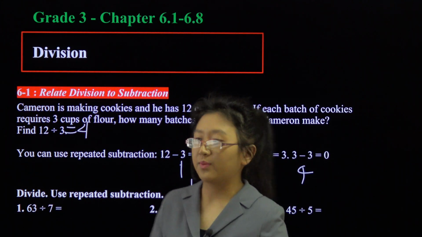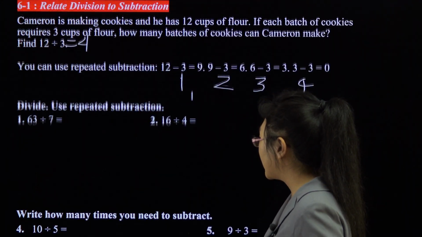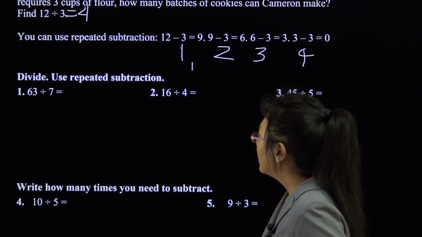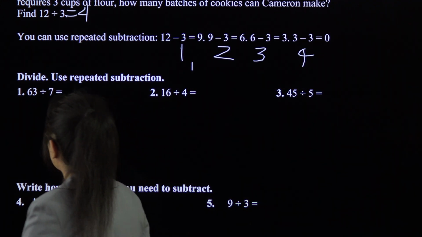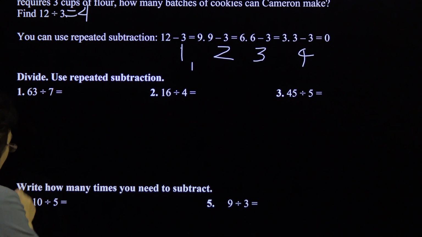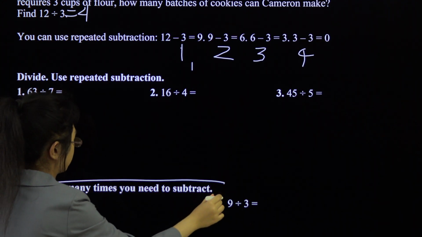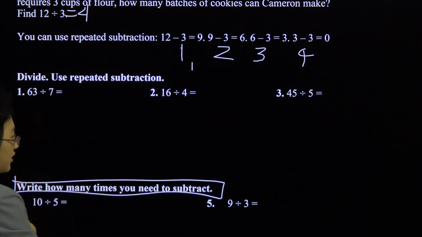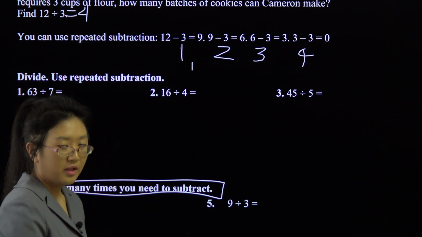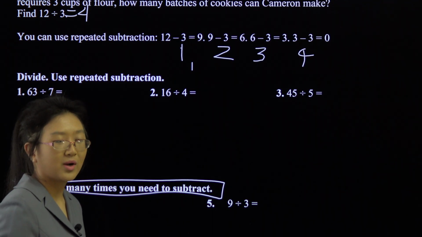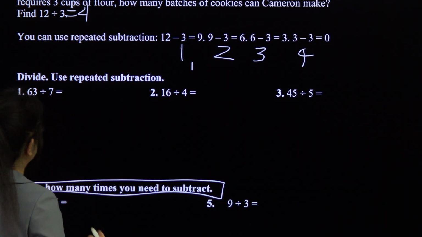Now let's do some practice problems. Divide. Use repeated subtraction. So here, and remember, write how many times you need to subtract. That's the quotient. The quotient is basically what comes out of a division operation.